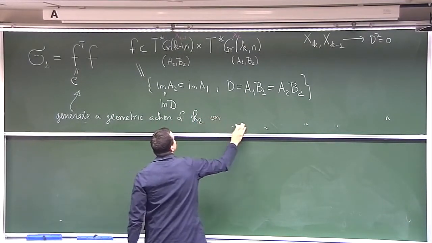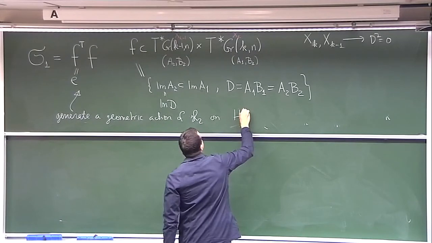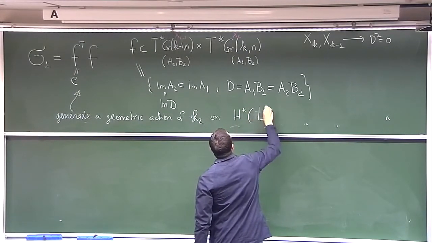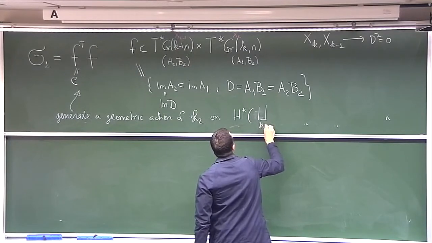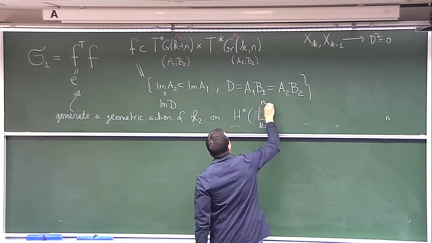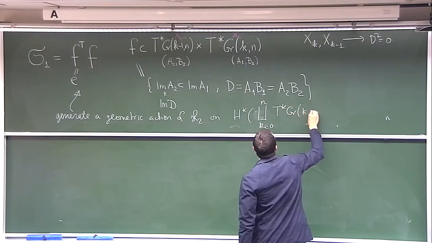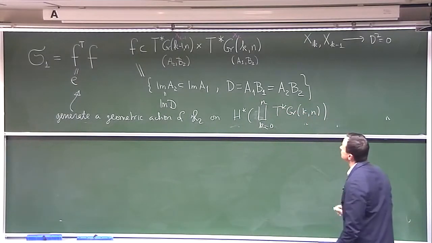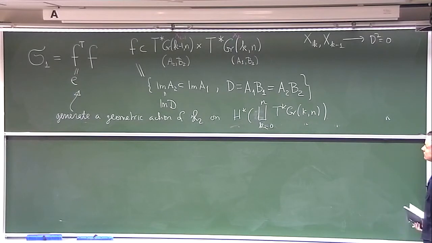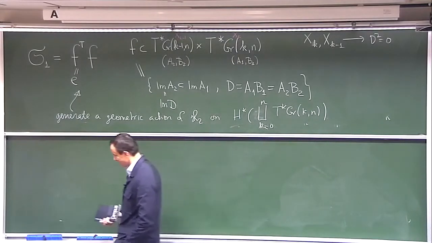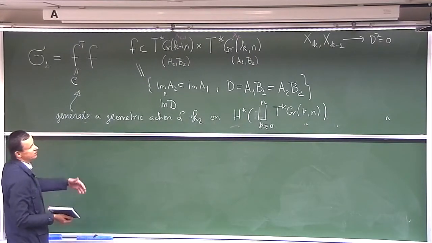L.2 on the homology of direct sum over K from Q to N. This is the beginning of this whole theory of geometric realization.